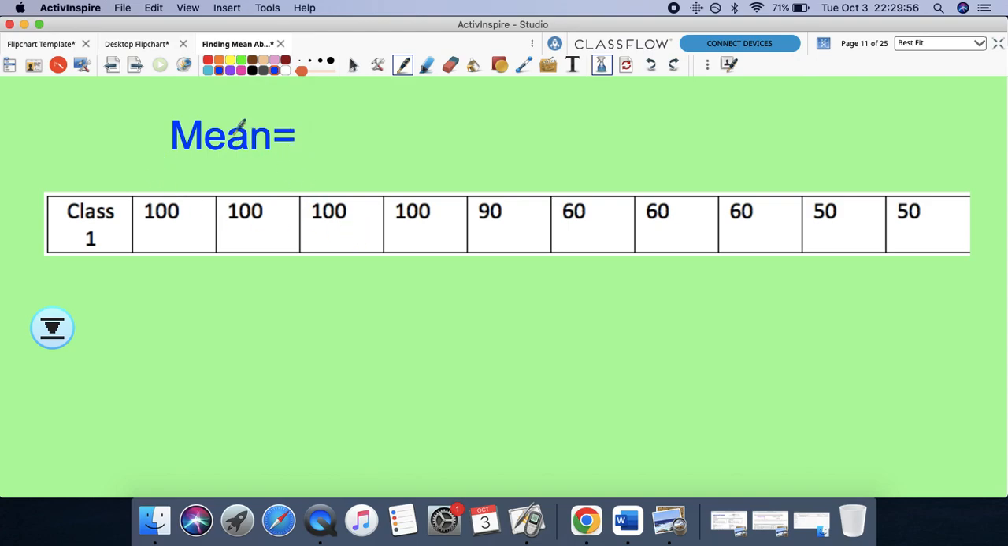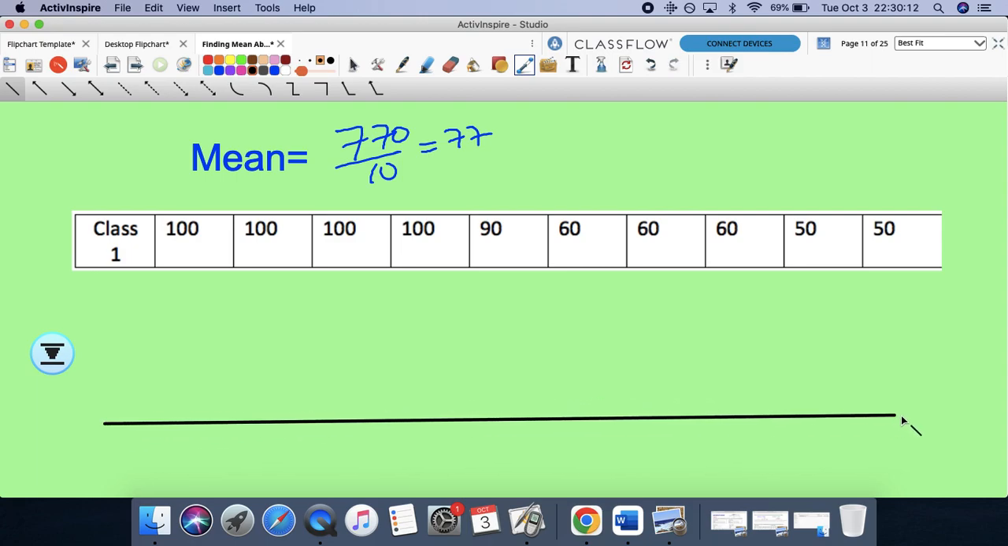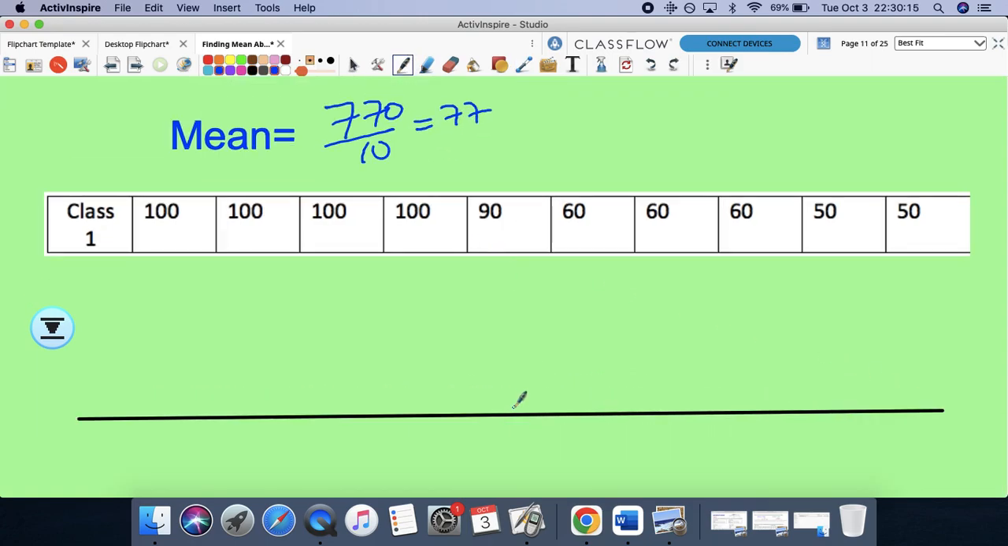So let's take care of our first example. We found the mean. The mean was 770 divided by 10, which is 77. So what we're doing here is pretty much this. We had the mean, and here's 77. Let me make this 50, 60, 70, 80, 90, 100. So let's talk about this guy over here. This guy is right here.